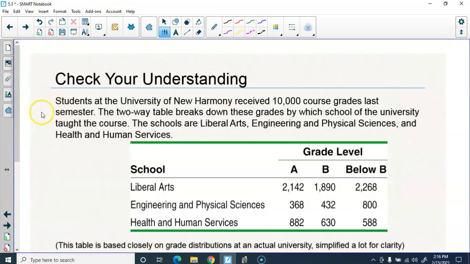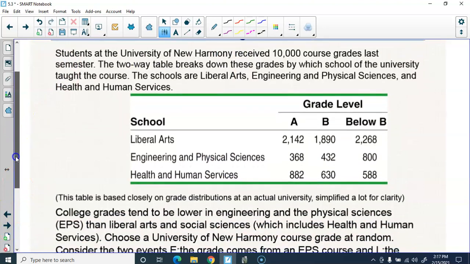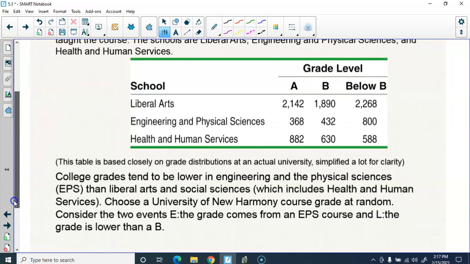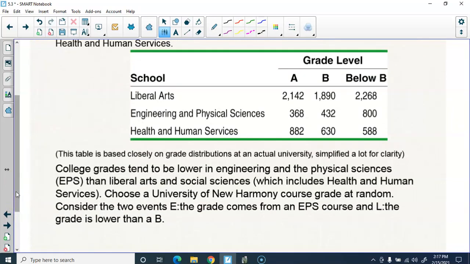Okay, so now looking at a two-way table where we have students at the University of New Harmony, we have 10,000 course grades from last semester. The two-way table breaks down these grades by which school the university taught the course. So we have liberal arts, engineering and physical sciences, and health and human services. So those are the three colleges. College grades tend to be lower in engineering and physical sciences than in liberal arts and social sciences.